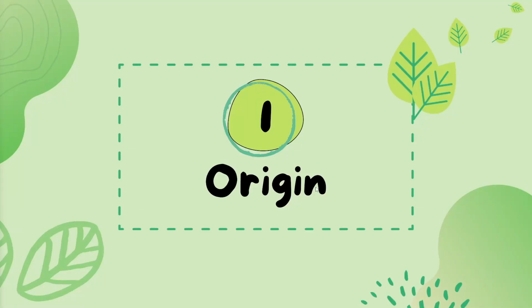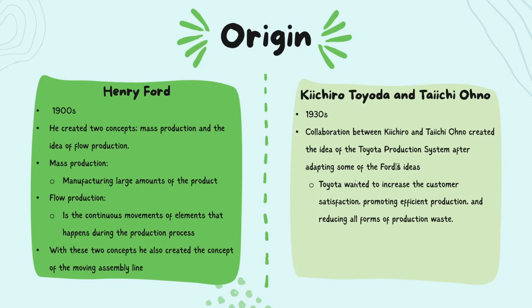The origin of lean methodology. The origin of lean methodology begins with Henry Ford in the 1900s. He created two concepts, the idea of mass production and the idea of flow production. Mass production is known as the manufacturing of large amounts of products, while flow production is the continuous movement of elements that happen during the production process, not allowing for time to be wasted.